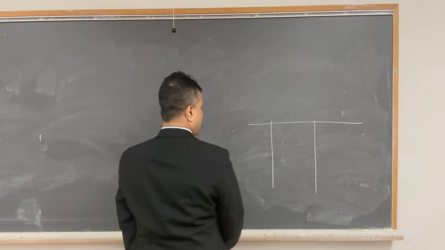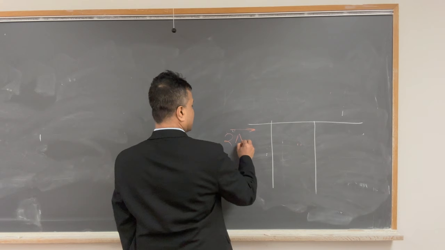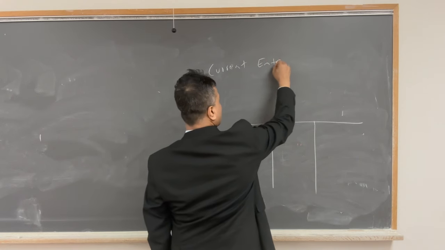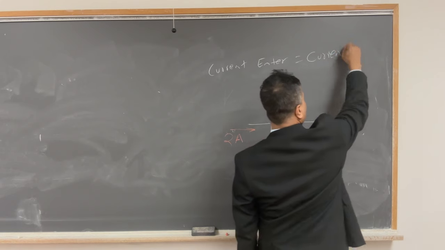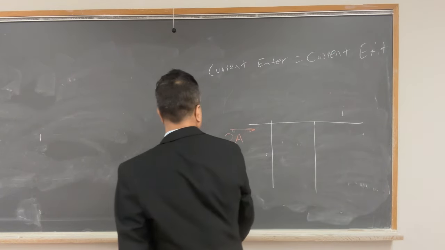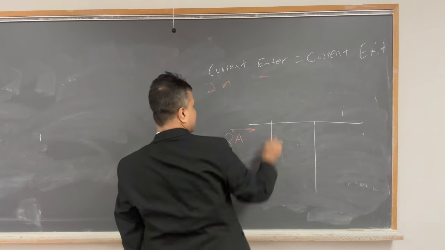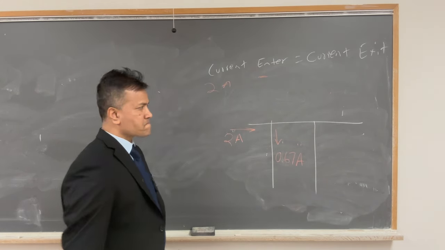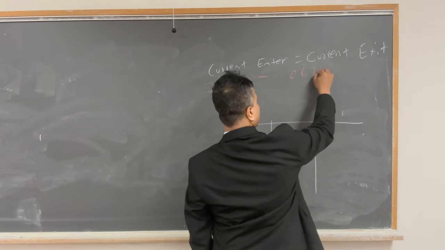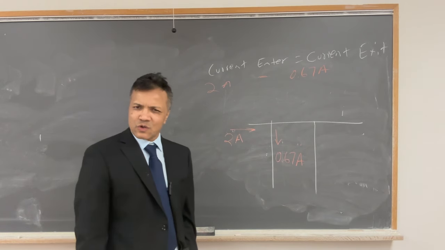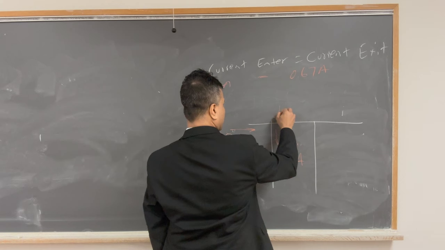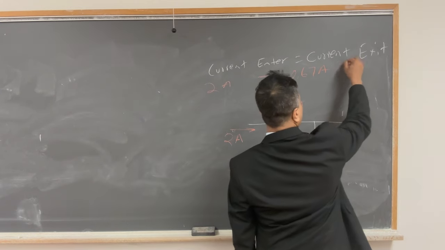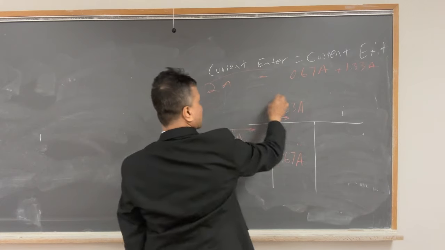Now, if I give you 2 amps, entering or exiting? Current entering is equal to current exiting. So the current entering is how much? 2A. Current exiting has to be 2A. All right, so this one is 0.67A. So is 2A equal to 0.67A? Absolutely not. So how much current is exiting in this direction? Of course, 1.33. Okay, so that makes the current entering equal to the current exiting.